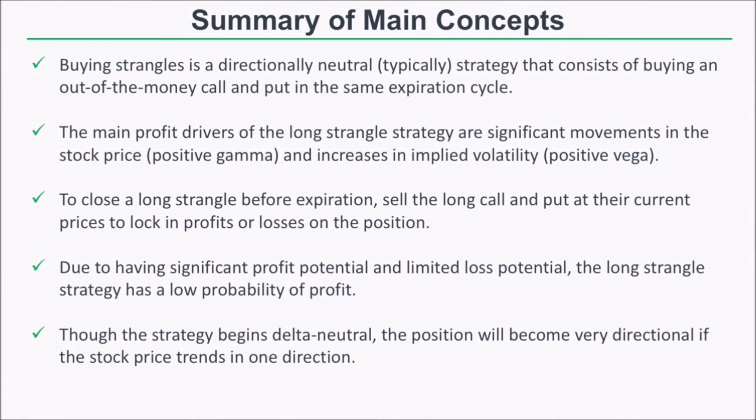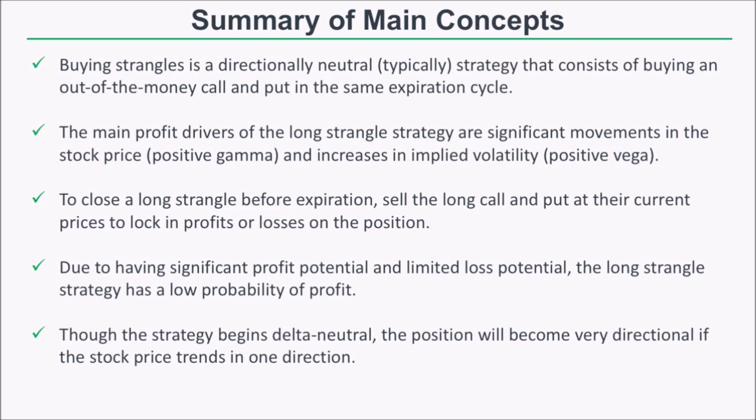Alright, so let's recap the main concepts that you've learned from this video. So first and foremost, buying strangles is a directionally neutral strategy that consists of buying an out-of-the-money call and put option in a stock in the same expiration cycle. Now, the main profit drivers of the long strangle strategy are significant movements in the stock price because the strategy has positive gamma, and increases in implied volatility because the strategy has positive vega.